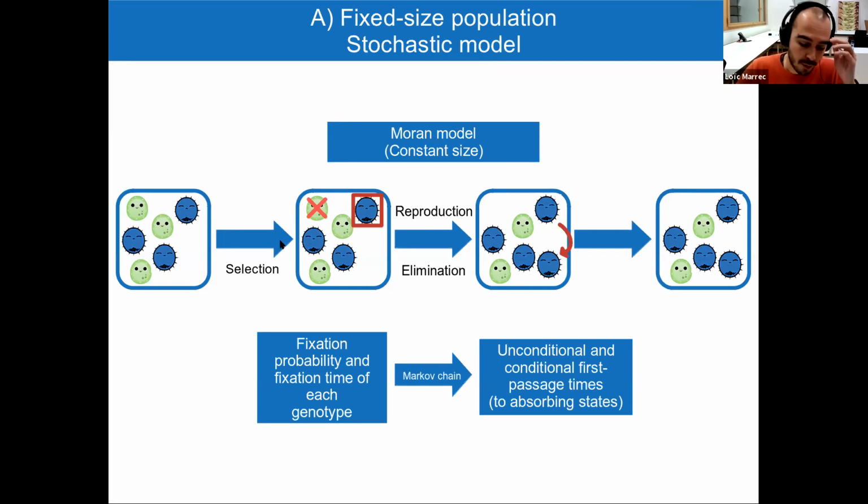And so for those of you who are familiar with statistical physics, it's what we call a Markov chain. Okay, and so basically to get the fixation probability or the fixation time, we can compute what we call the unconditional and conditional first passage times.